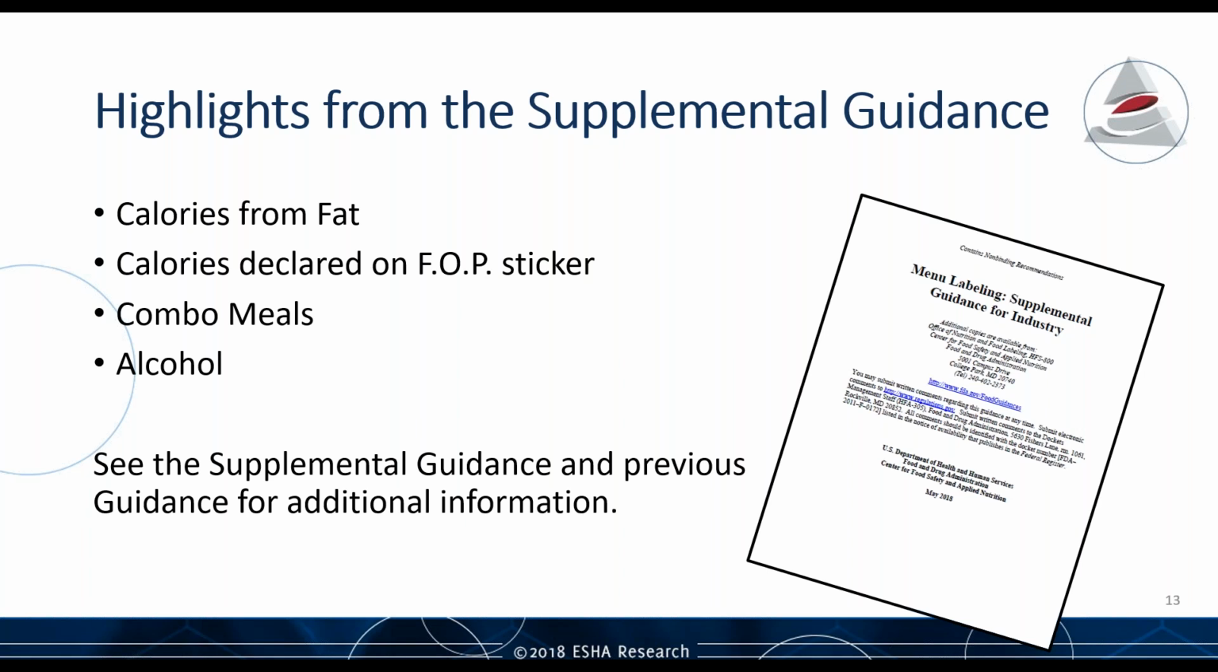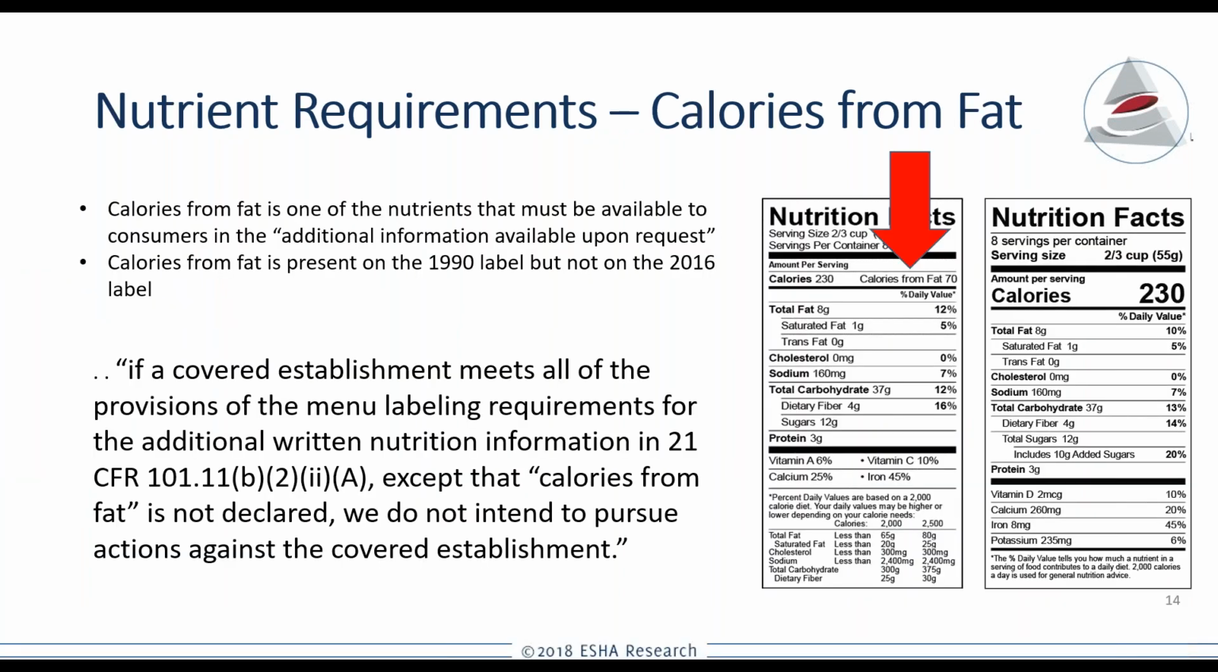Highlights from the latest FDA guidance that we'll discuss here are calories from fat, calories presented on a front of pack sticker for grab-and-go items, combo meals, and alcohol. There are many more details and examples in the recent as well as previous guidance that will help you out. And again, if you missed our menu labeling webinar from earlier this year or need a refresher, visit the ESHA webinar archives or the e-learning center.